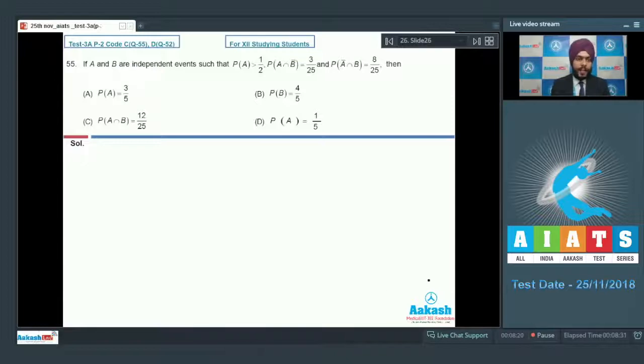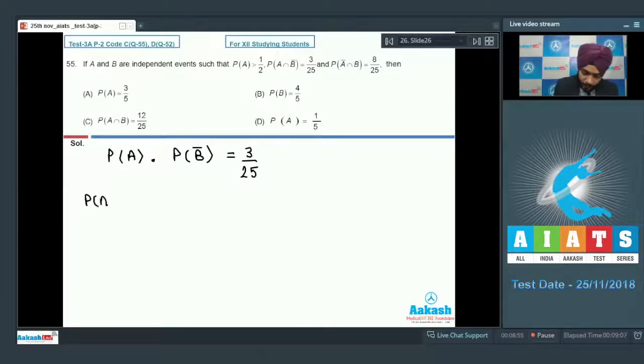Question number 55 says that if A and B are independent events such that P of A greater than 1 by 2 and P of A intersection B bar is equal to 3 by 25 and P of A bar intersection B is equal to 8 by 25, then which of the following options hold true? Now students, we know that if A and B are independent events, so are A naught and B naught, so are A and B naught, so are A naught and B. So this equation can give me P of A into P of B naught is equal to 3 by 25, which means that P of A into 1 minus P of B is equal to 3 by 25.